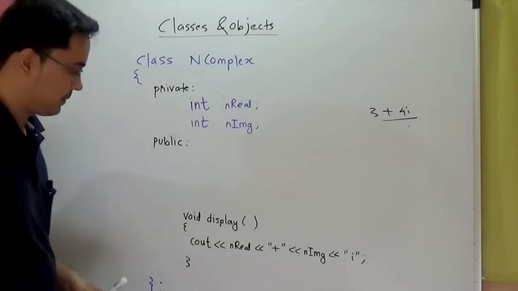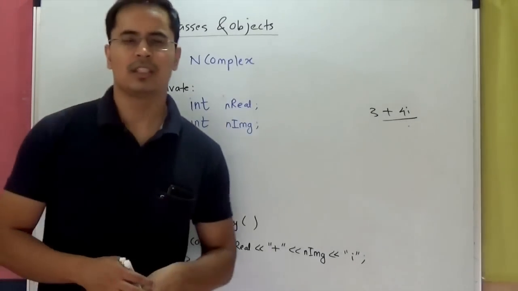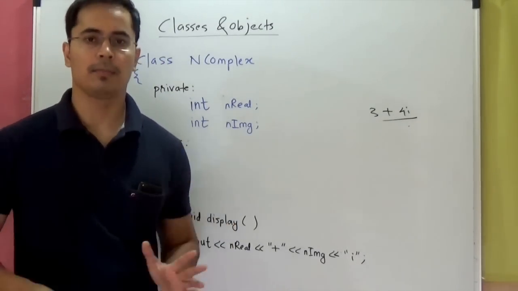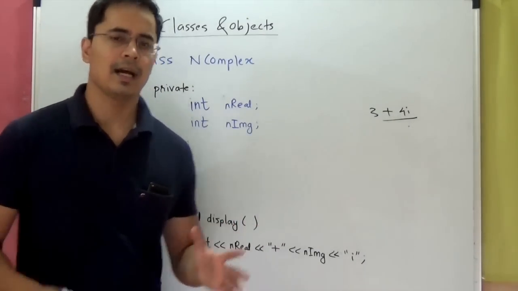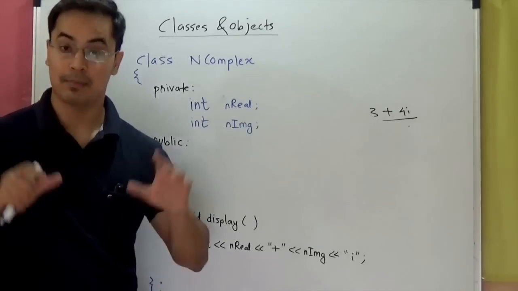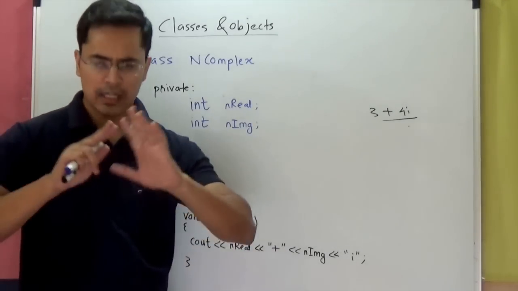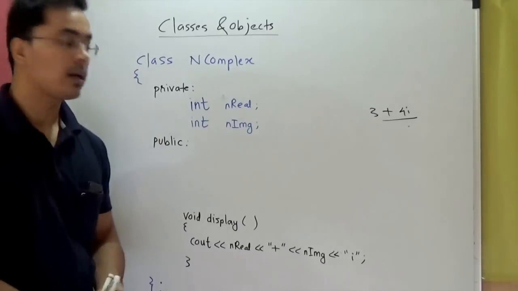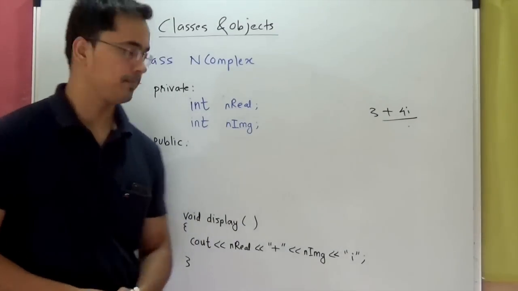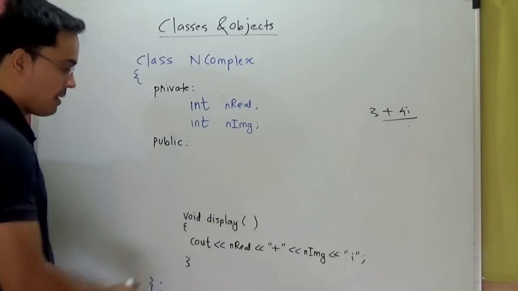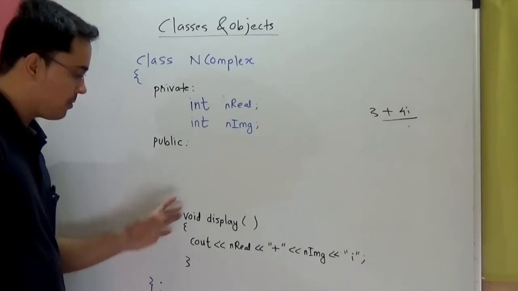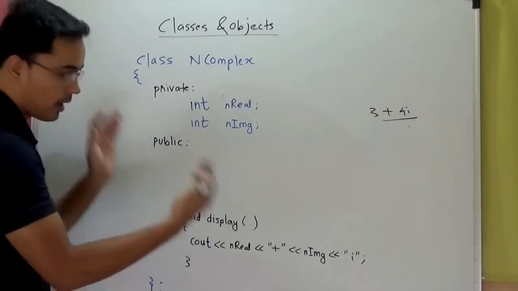Like they were private here. As you know, the general information hiding principle in classes says that you should make your data members private and your member functions public. See, that is the general convention for information hiding in your classes. Now, this member function can also be defined outside your class, right?